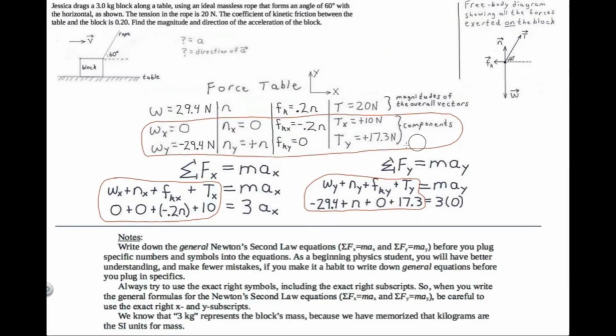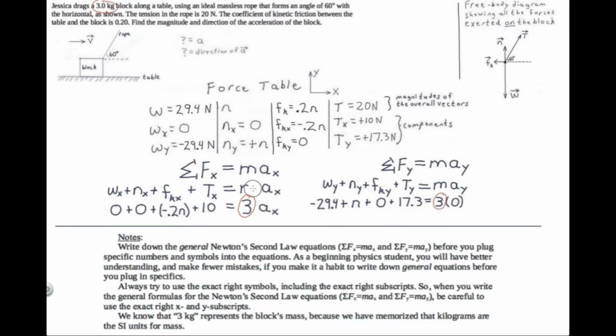We take the components for our Newton's second law equations from our force table. On the left side of the Newton's second law x equation, we add the x components of the forces. 0 plus 0 plus negative 0.2n plus 10 newtons. And on the left side of the Newton's second law y equation, we add the y components of the forces. Negative 29.4 newtons plus n plus 0 plus 17.3 newtons. Be sure to include the negative signs when you add negative components. For the mass, we substitute 3 kilograms.